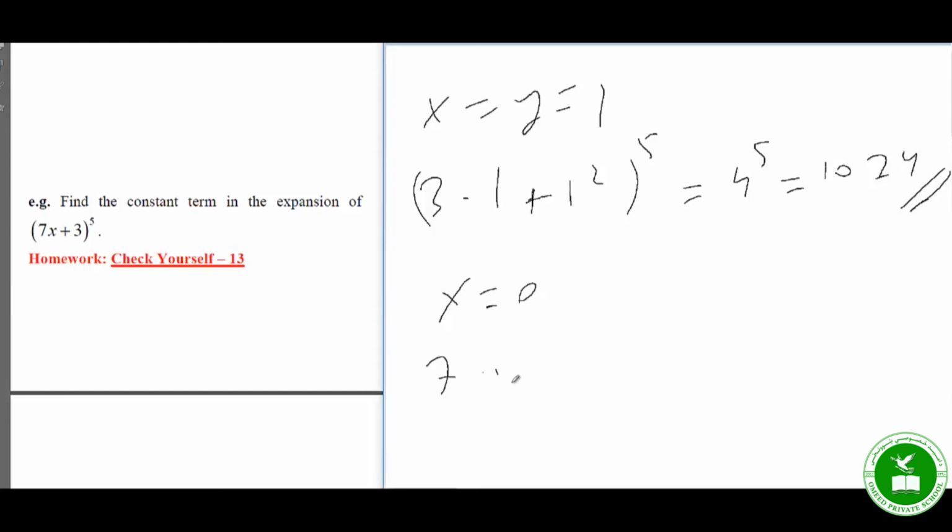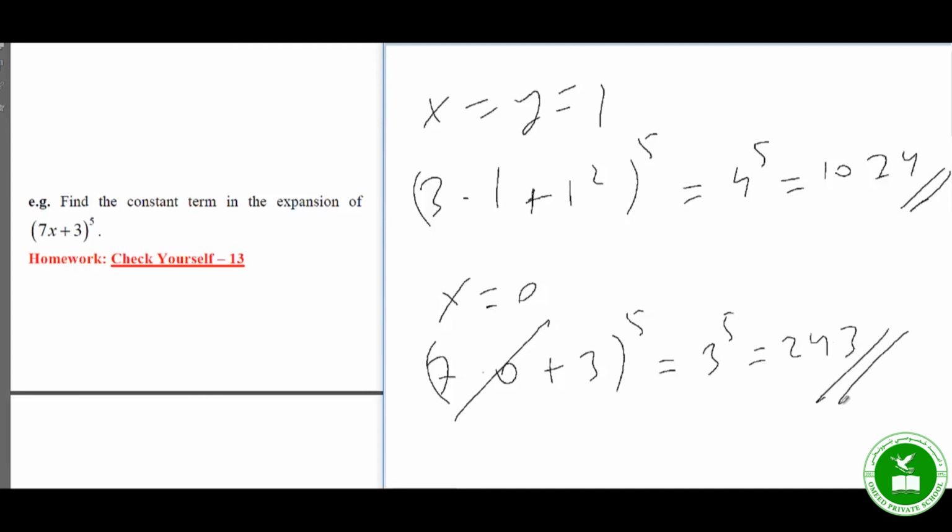So 7 times 0 plus 3 completely to the power of 5, and it's equal to 7 times 0 is 0. 0 plus 3, 3 completely to the power of 5, or 3 to the power of 5 is 243. What's the constant term here? In this expansion, (7x plus 3) completely to the power of 5, if you expand it, you will get 243 as the constant term.